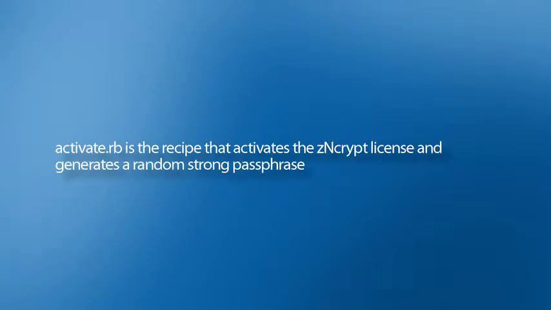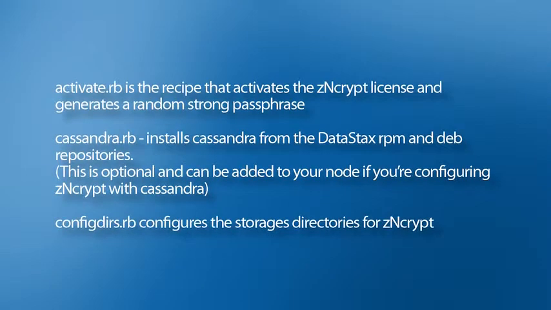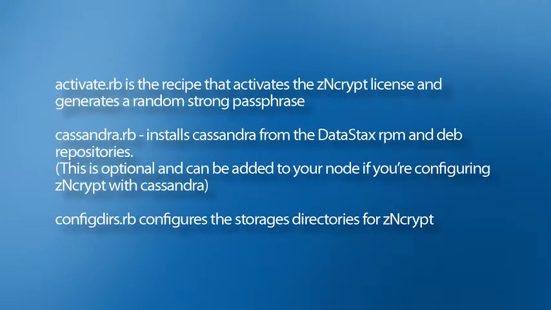Activate.rb is the recipe that activates the zEncrypt license and generates a random, strong passphrase. Cassandra.rb installs Cassandra from the DataStax RPM and Deb repositories. This is optional and can be added to your node if you're configuring zEncrypt with Cassandra. Config.dir.rb configures the storage directories for zEncrypt.